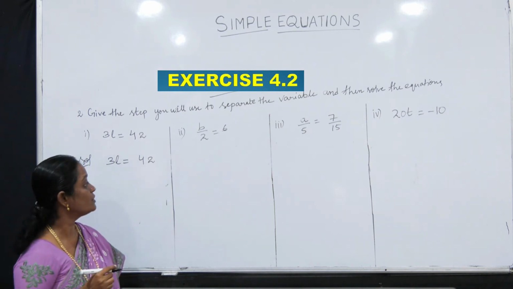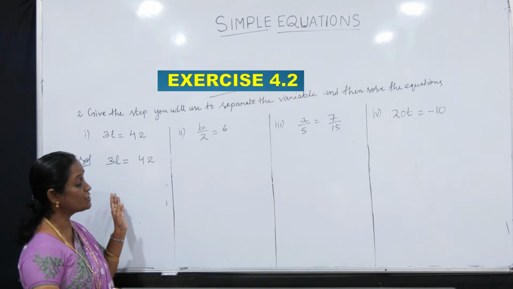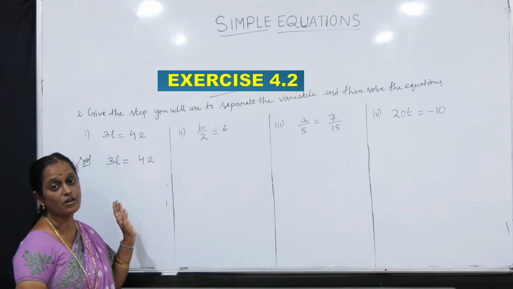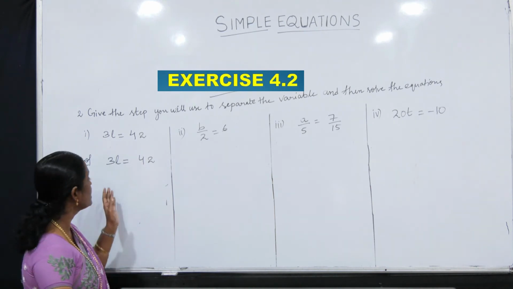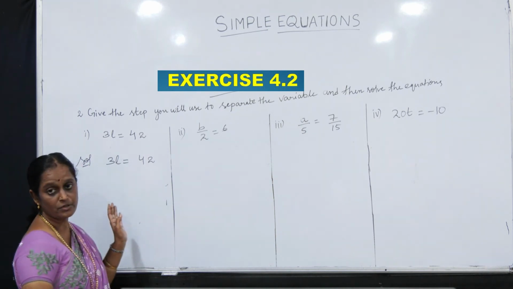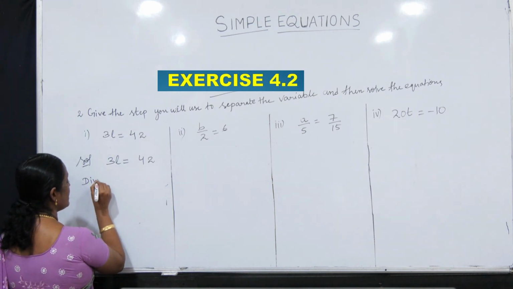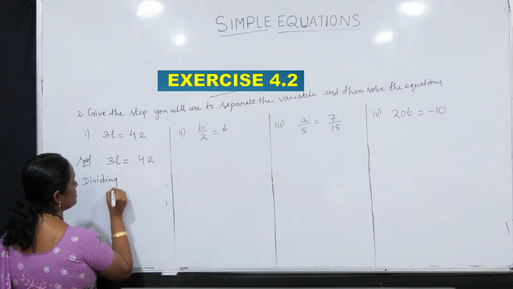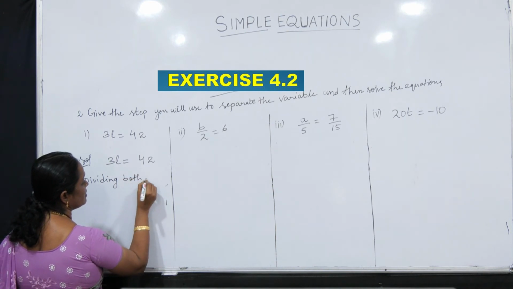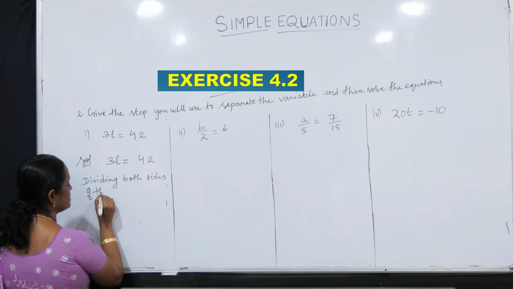Now already I have told you students, the operation you have to do depends upon the equation. यहाँ equation देख के आपको decide करना पड़ता है कि कौन सा operation हम करेंगे. तो यहाँ पर 3 is multiplied by l, so here we have to divide both the sides by 3. So dividing both sides, the step is dividing both sides of the equation by 3.